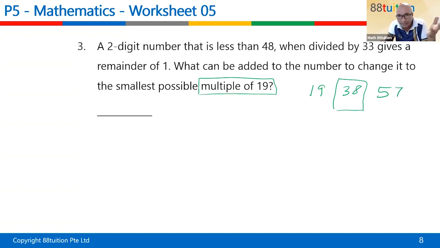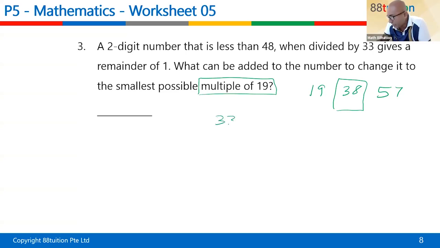So what should that number be? A 2-digit number, less than 48, that when divided by 33 gives a remainder of 1. So something minus 33 must give you 1, right? 34 minus 33 gives you 1. Correct. So you see, you saw that.